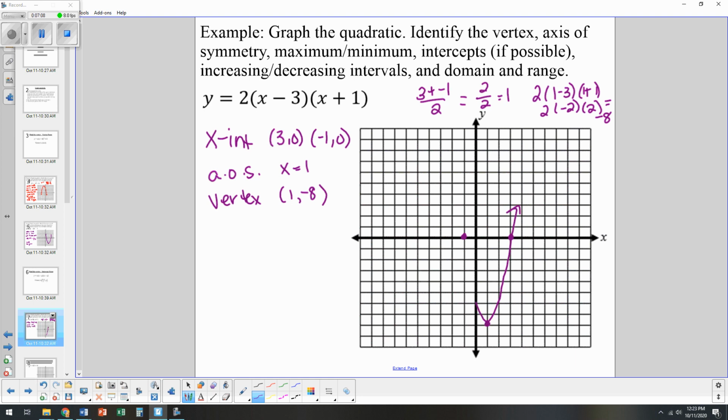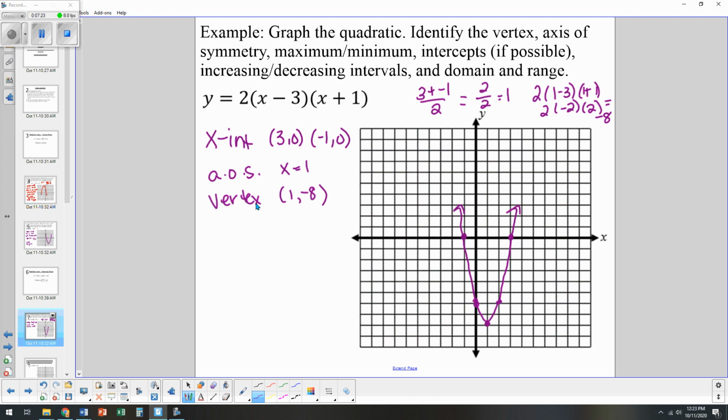Although I could always check by making sure it's going 1 times 2, 3 times 2, 5 times 2. And in fact, when we do that, we do see that that point existed, so we know our y-intercept.